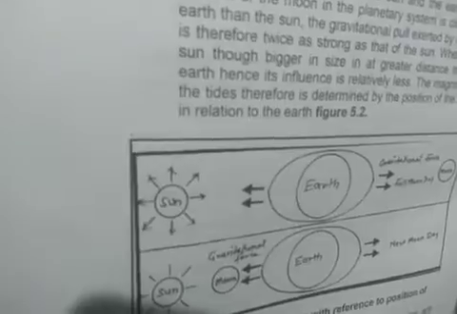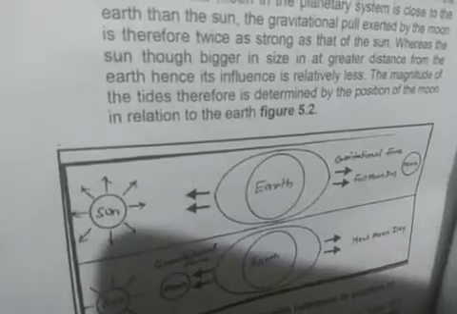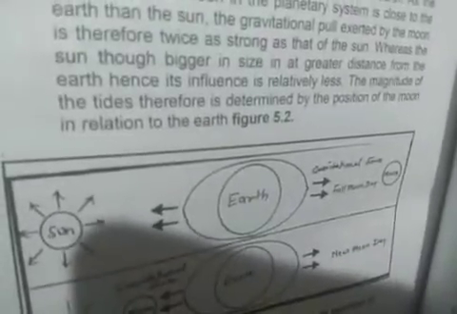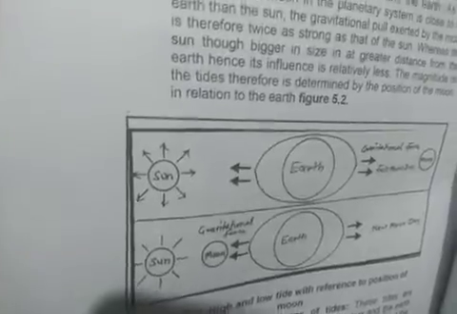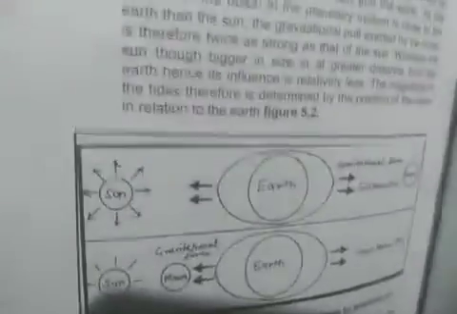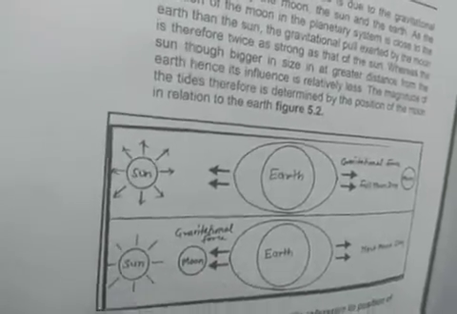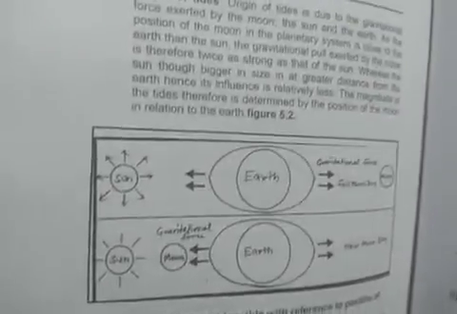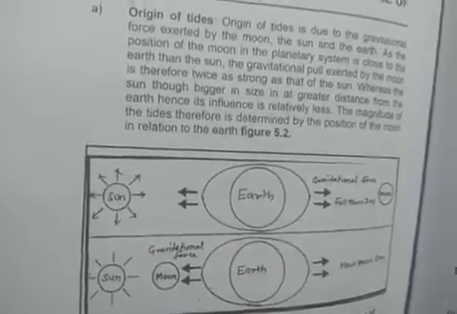5.2 Tides, origin, types of and significance of tides. A. Origin of tides. Origin of tide is due to the gravitational force exerted by the moon, the sun, and the earth. As the position of the moon in the planetary system is closer to the earth than the sun, the gravitational pull exerted by the moon is therefore twice as strong as that of the sun. Whereas the sun, though bigger in size, is at a greater distance from the earth, hence its influence is relatively less. The magnitude of the tides, therefore, is determined by the position of the moon in relation to the earth.